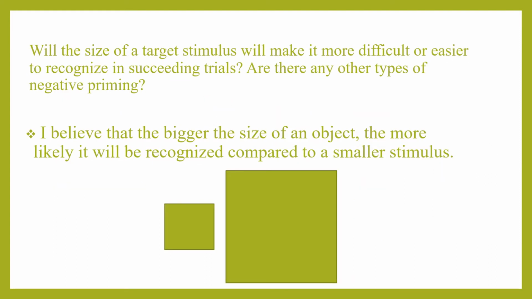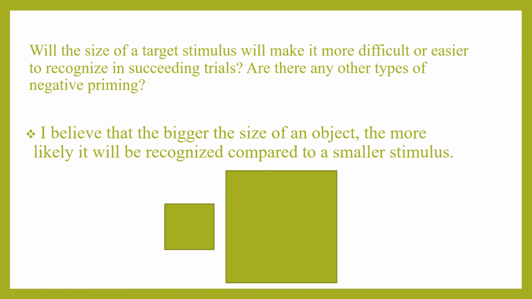I was curious in discovering other forms of negative priming. If the identity of an object or its relative time of appearance affected participants' ability to recall that object, how would size of a stimulus? Will the size of a target stimulus make it more difficult or easier to recognize in succeeding trials? Are there any other types of negative priming? I believe that the bigger the size of an object, the more likely it will be recognized compared to a smaller stimulus.